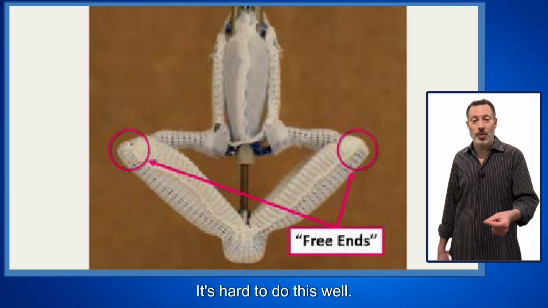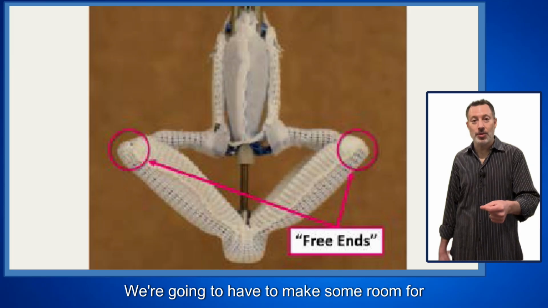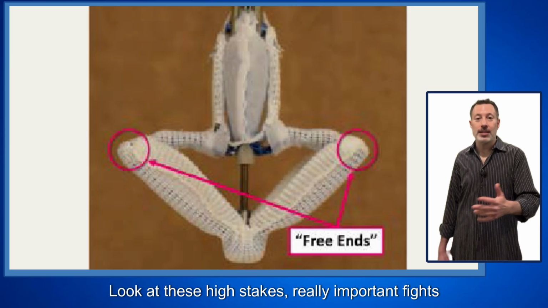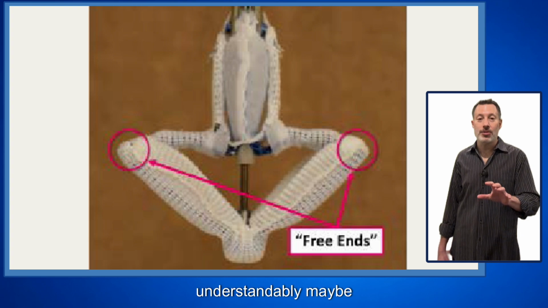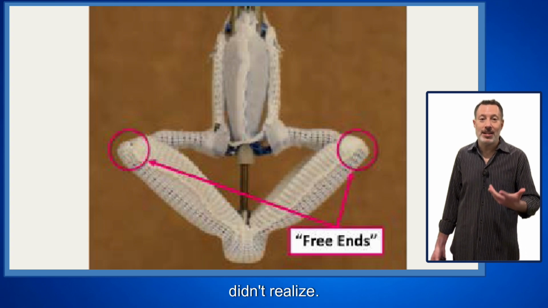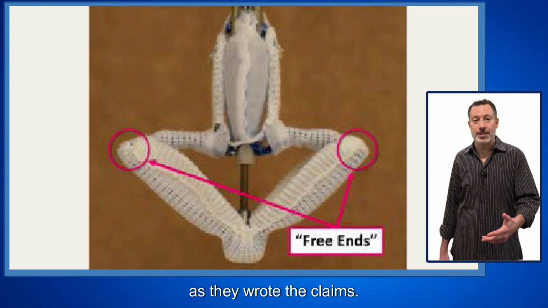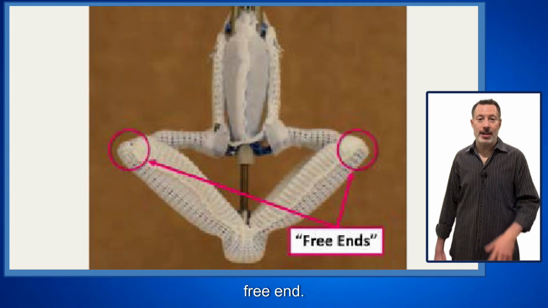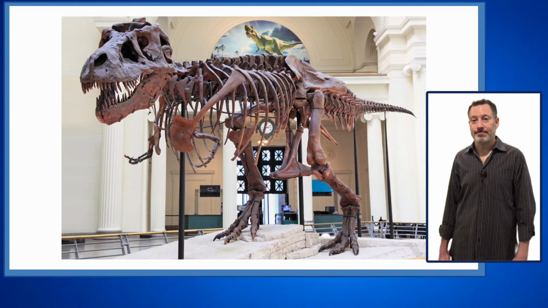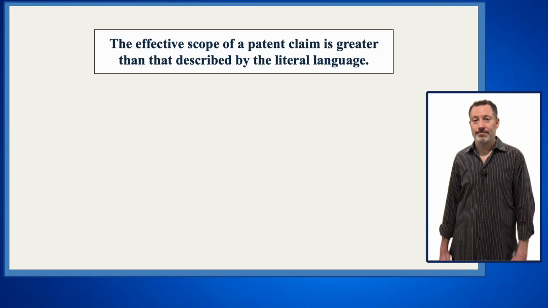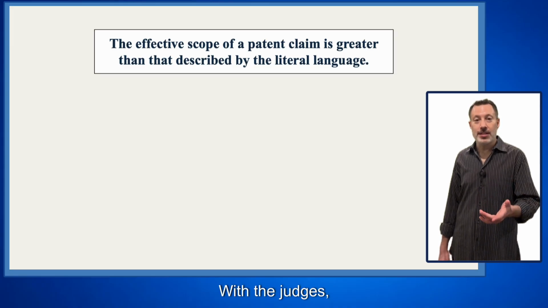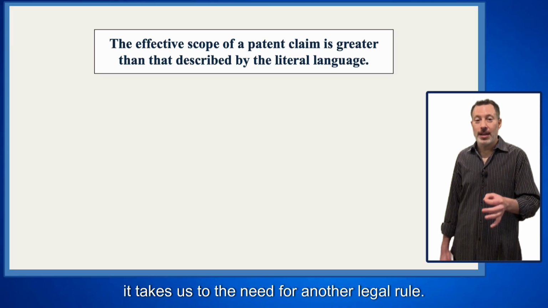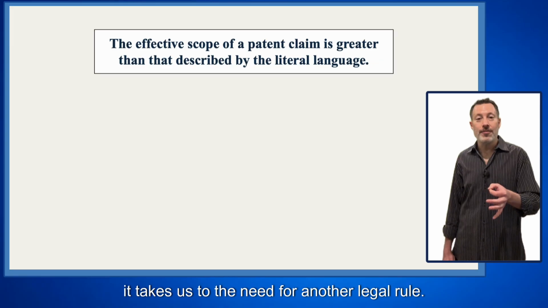It's hard to do this well. We're going to have to make some room for imperfections. Look at these high stakes, really important fights and the kind of things the lawyers understandably maybe didn't realize as they wrote the claims. Here, free end. Where does that take us? With the judges, and also now with you, it takes us to the need for another legal rule.